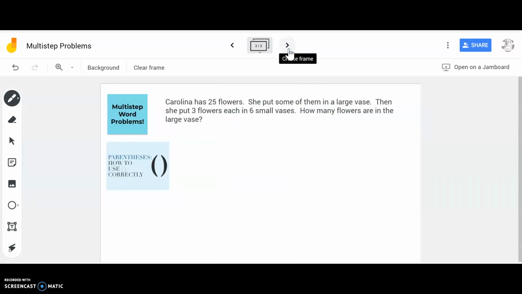This time we have Carolina has 25 flowers. Okay, I'm going to underline that information. We have 25 flowers. That's my total. I'm going to put that in as a note to myself. A total means that I can't add any more at this point, because that might be all that she has in total. She put them in a large vase.